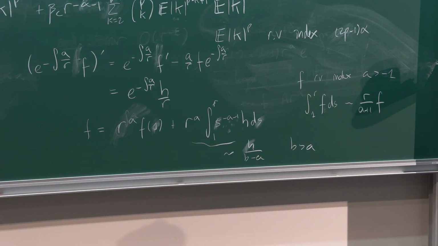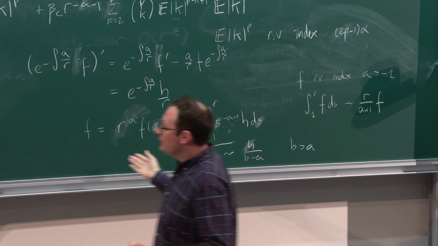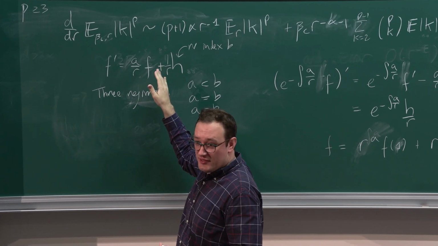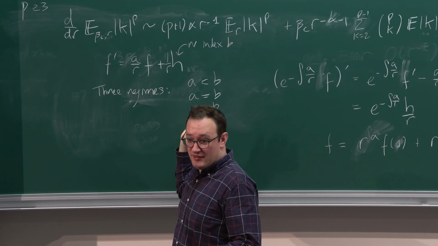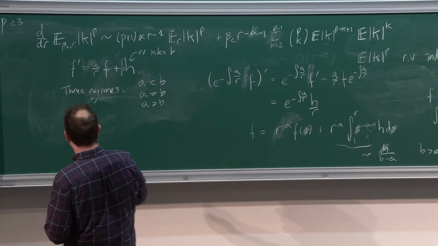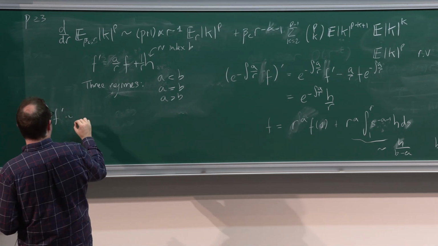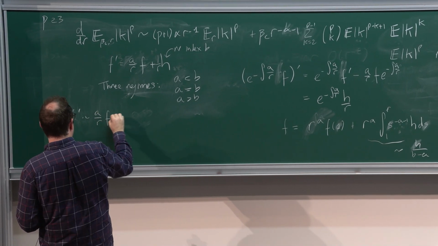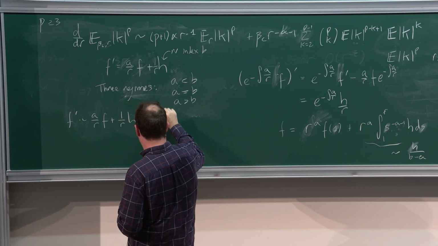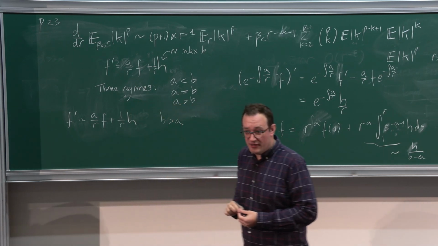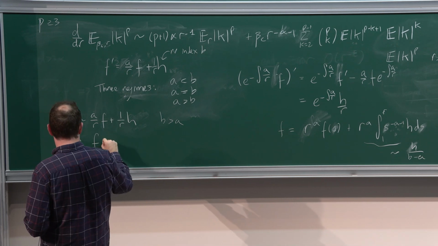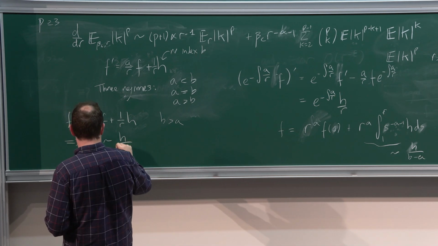Okay? Now, I did this in the case that you had exactly this relationship, but if it's only asymptotic, then it works exactly the same way. In this case, you just do the same calculation I just did. So in fact, if you have this asymptotic ODE, and you're in this regime b strictly larger than a, then this implies that f is asymptotic to h over b minus a.